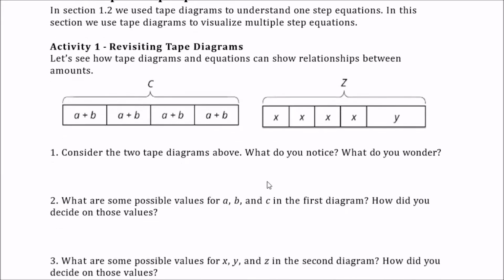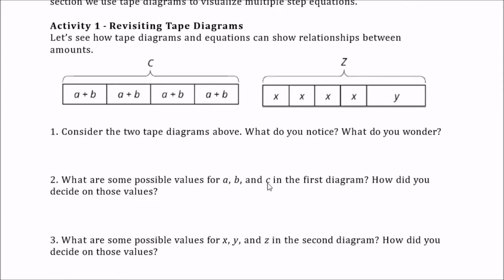So we're going to look at tape diagrams again here in activity 1. And we have two tape diagrams here that show the relationship between variables. In this first tape diagram, we've got the variables a, b, and c. And in the second tape diagram, we have the variables x, y, and z. So I want you to look at these two tape diagrams and just write down a couple things. What do you notice about them? What do you wonder about them? So pause the video, write down a couple things here on number 1.